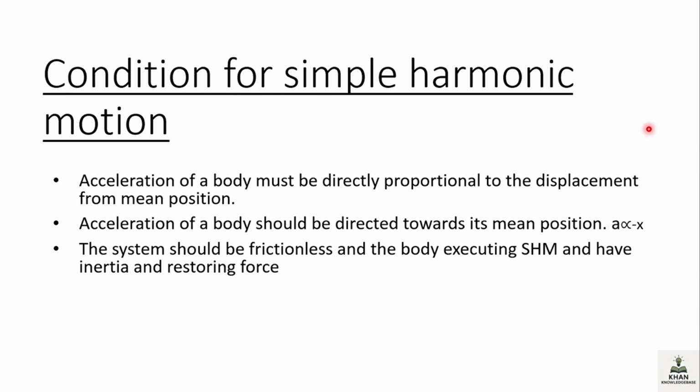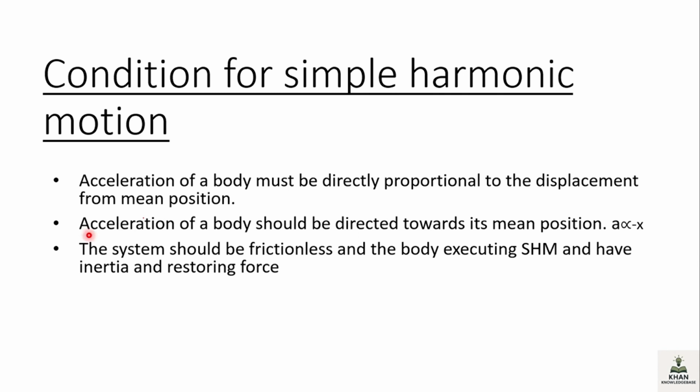Conditions for simple harmonic motion. The acceleration of a body must be directly proportional to the displacement from the mean position. This means that when an object moves away from its central position, called the mean position, the acceleration it experiences is proportional to how far it has moved, its displacement, but the acceleration always points back towards the mean position. In other words, the further the object moves away, the stronger the acceleration pulling it back.